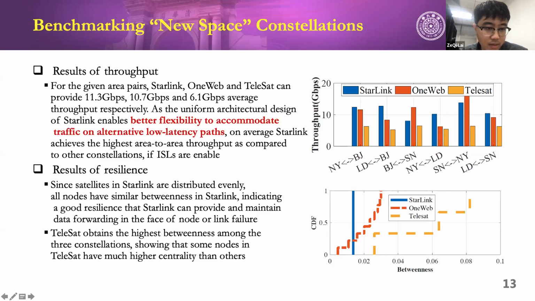So this is the result of resilience. Since satellites in Starlink are distributed evenly, all nodes have similar betweenness centrality in Starlink, indicating a good resilience that Starlink can provide and maintain data forwarding in the face of node or link failure.